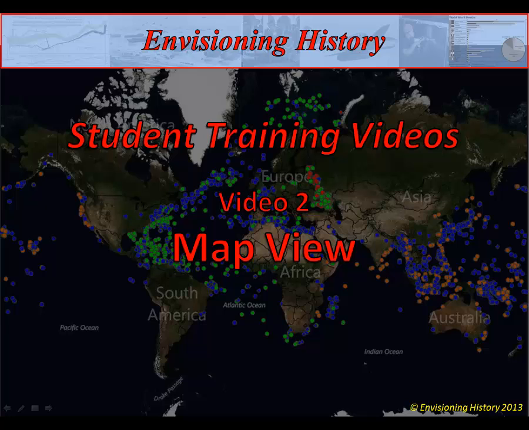This is the second of 4 videos produced by Envisioning History to train students in the use of the Envisioning History Palantir platform. Each video has accompanying student exercises that are embedded in the database. Video 1 focused on the graph. This video explains the use of the map, and the third will discuss the Object Explorer. The fourth video will focus on analysis. In other words, integration of the 4 palettes to ask the right questions of the data.